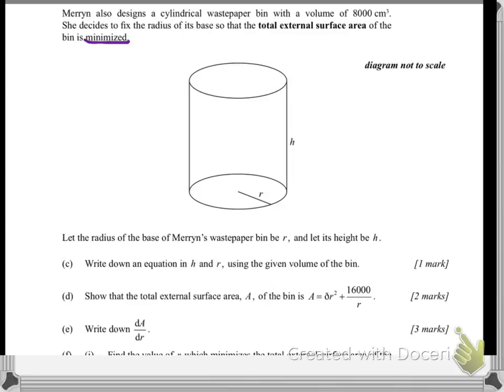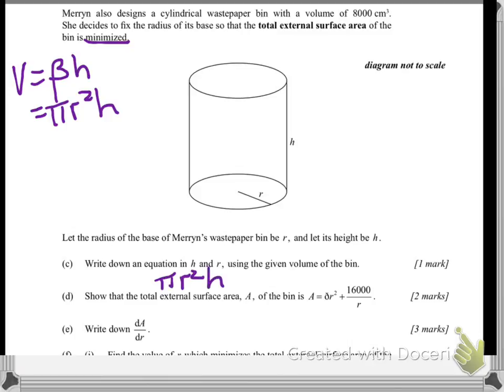So C says write down an equation in terms of H and R using the volume of the bin. So what did I tell you? That the volume is the area of the base times the height. Since the base is a circle, it's going to be pi r squared times height. And so we wrote it down here using H's and R's. So it's going to be pi r squared times height.